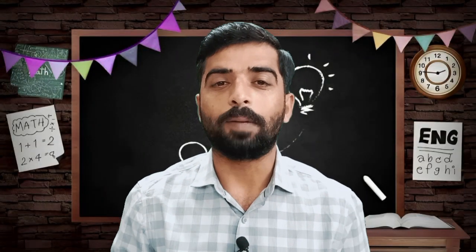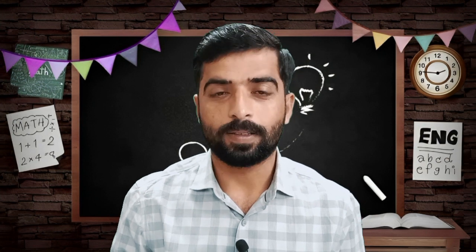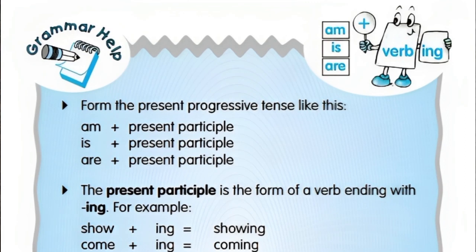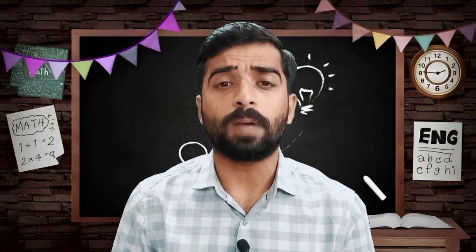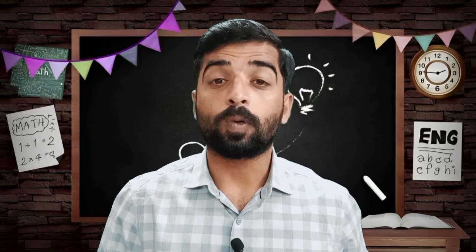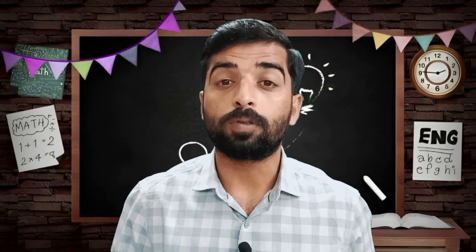Here is a question: how can you form the present progressive tense? Form the present progressive tense like this: am plus present participle, is plus present participle, are plus present participle. What is present participle? Present participle is the ing form of the verb. Example: show plus ing, showing. Come plus ing, coming.